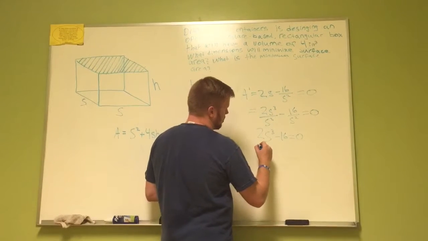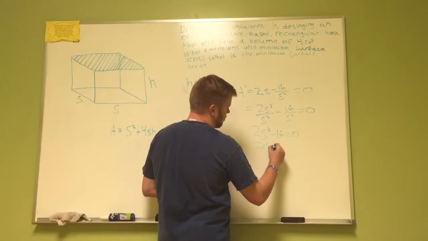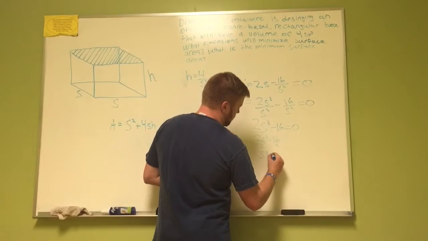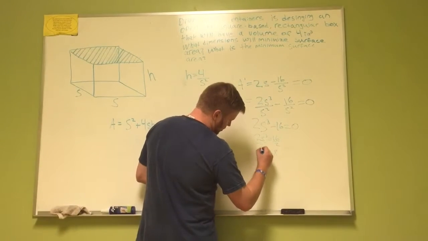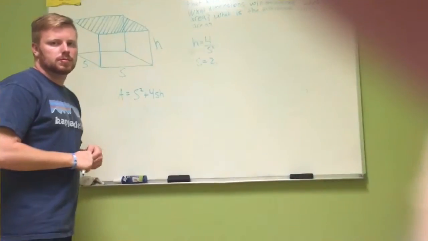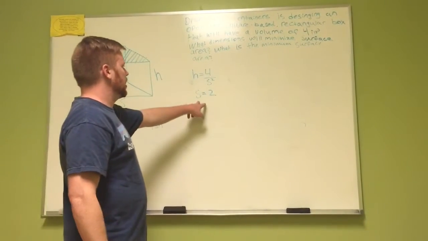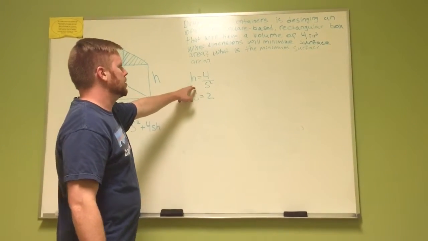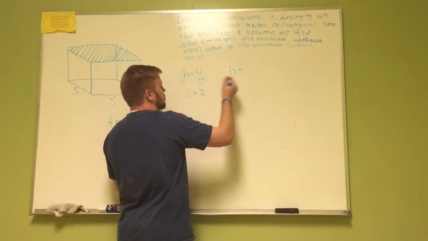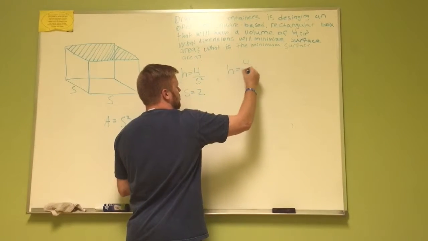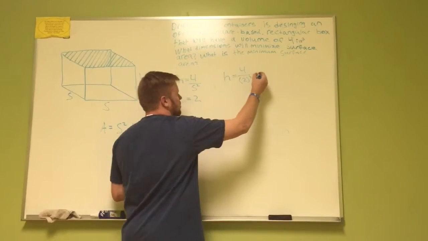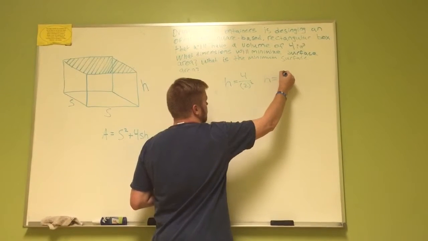I'll work this out real quick. 2S cubed is equal to 16, so S cubed is equal to 8. Taking the cube root gives us S equal to 2. Now that we've found S, finding H will be really easy. All we have to do is plug this 2 into the equation we had for H, which is 4 over S squared. 2 squared is 4, 4 divided by 4, so H equals 1.